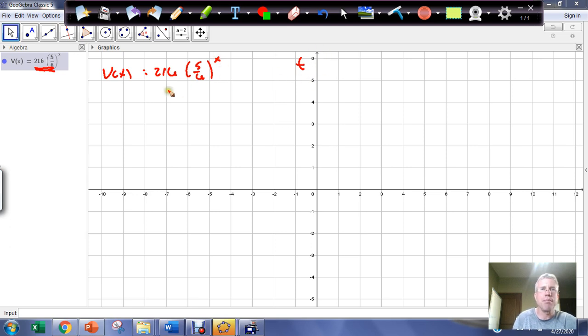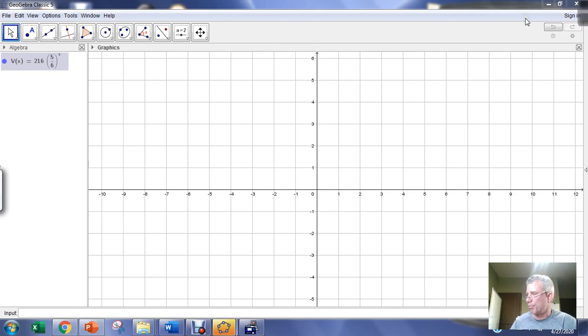Well, that happens when time equals 0. So when you plug in 0 to the model, what do you get? You get 5/6 to the 0 is 1. You get 216 times 1 is just 216. So the graph is crossing the axis way up at 216. So we've got to resize this window to be able to see the graph of the function.